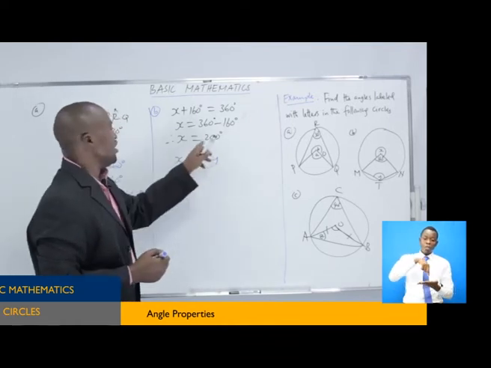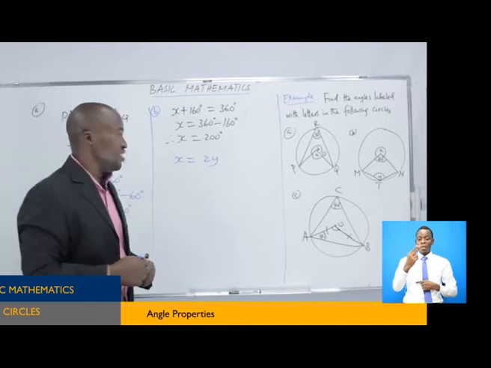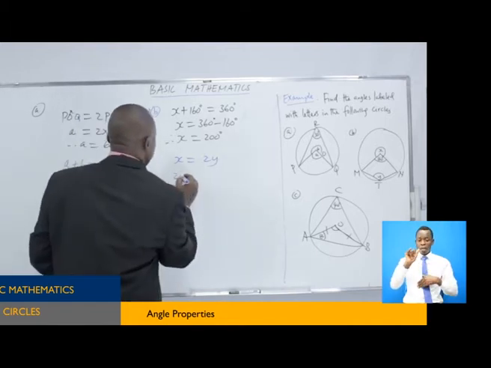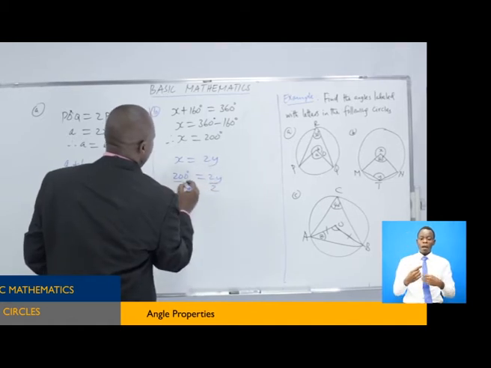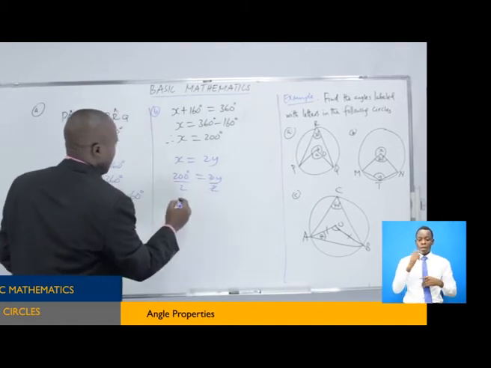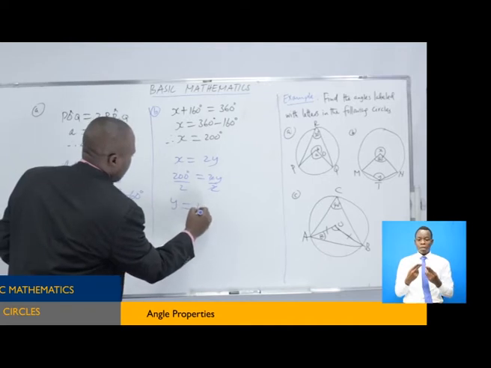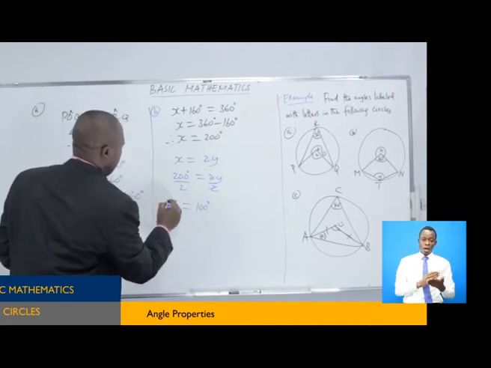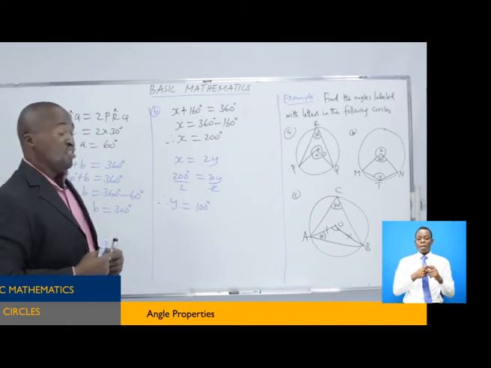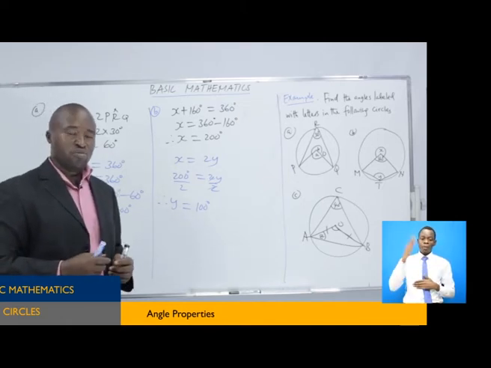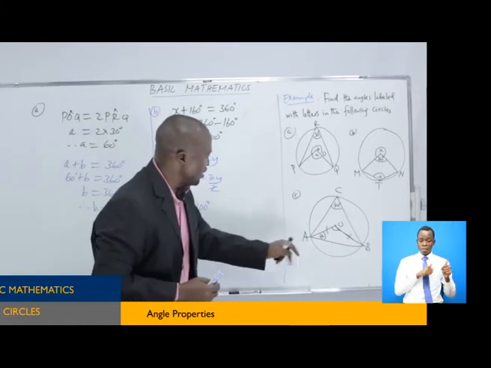But remember, XC is equal to 200 degrees. So in this case, we have 200 degrees is equal to 2Y. So divide by 2 from both sides. Then we have Y is equal to 100 degrees. So that is B. So students, I hope we are together. Now let us proceed with C.